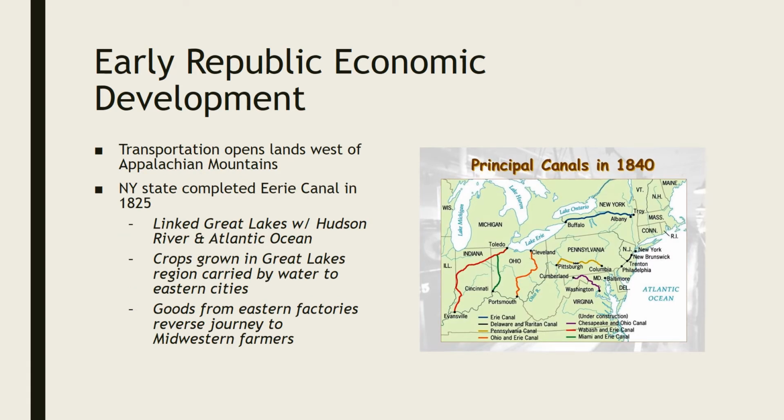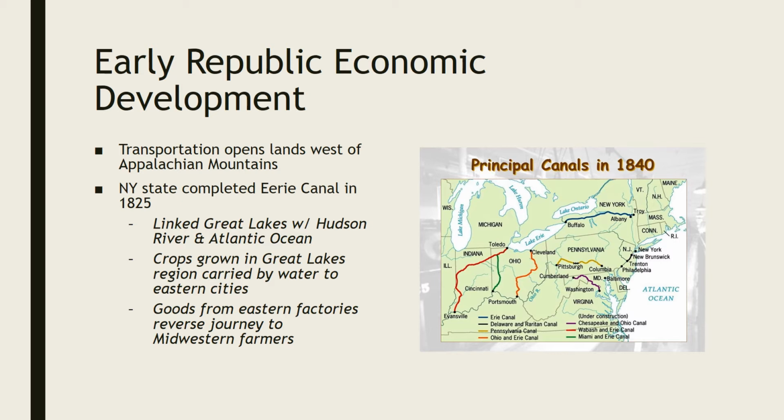As a result, this transportation revolution opened the lands west of the Appalachian Mountains. So now if you live west of the Appalachian Mountains, it's easier to transport your goods from your farm out into the rest of the country and the rest of the world. Significantly, New York State completed the Erie Canal in 1825, which helped to link the Great Lakes region with the Hudson River and the Atlantic Ocean.